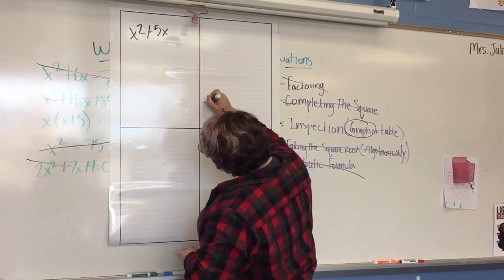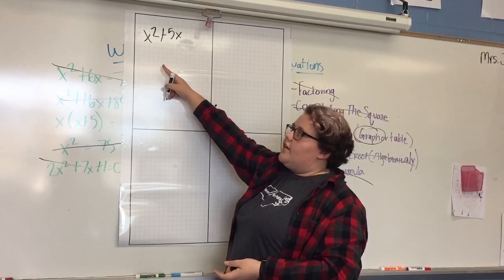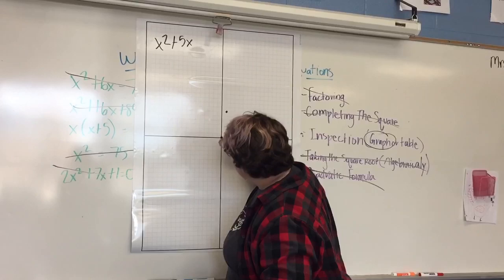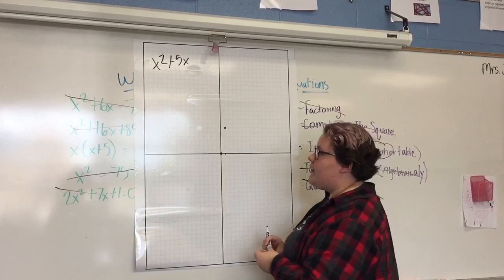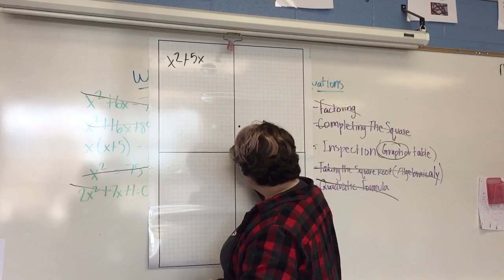Now if we put in 0, 0 squared is 0, plus 5 times 0, which is 0. So that's 0. And then we're going to put in negative 1. Negative 1 squared is 1, and then 5 times negative 1 is negative 5. So then 1 minus 5 is negative 4.